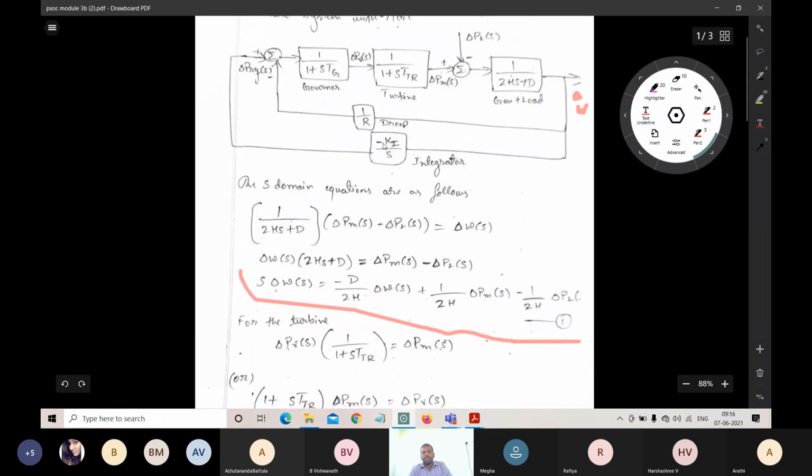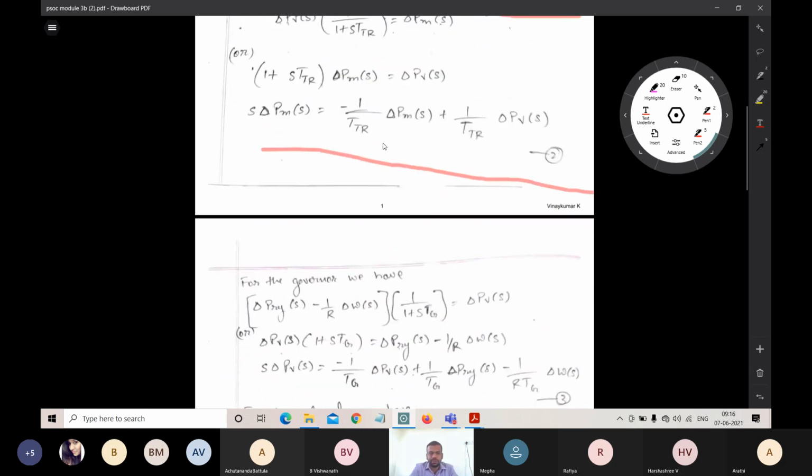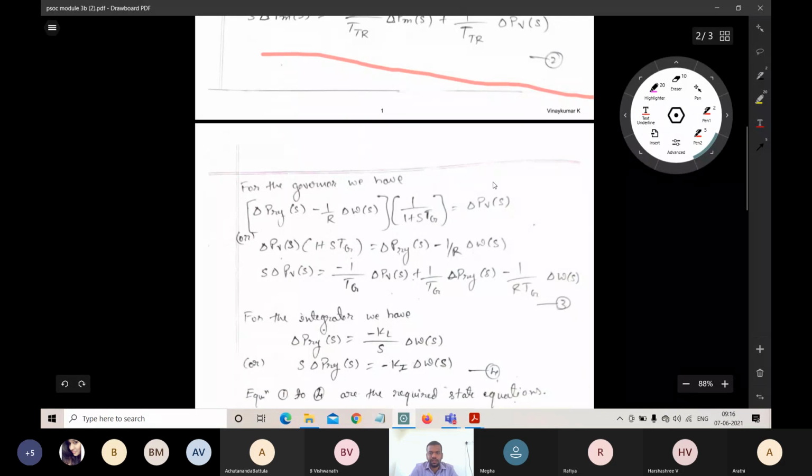So we have to convert the output equation. So then delta PV of S is equal to, simplifying here, delta P reference of S minus 1 by R delta omega S. So 1 by R is the feedback droop characteristics. So input in the reverse outputting. So that will be our feedback. So that will be given here.